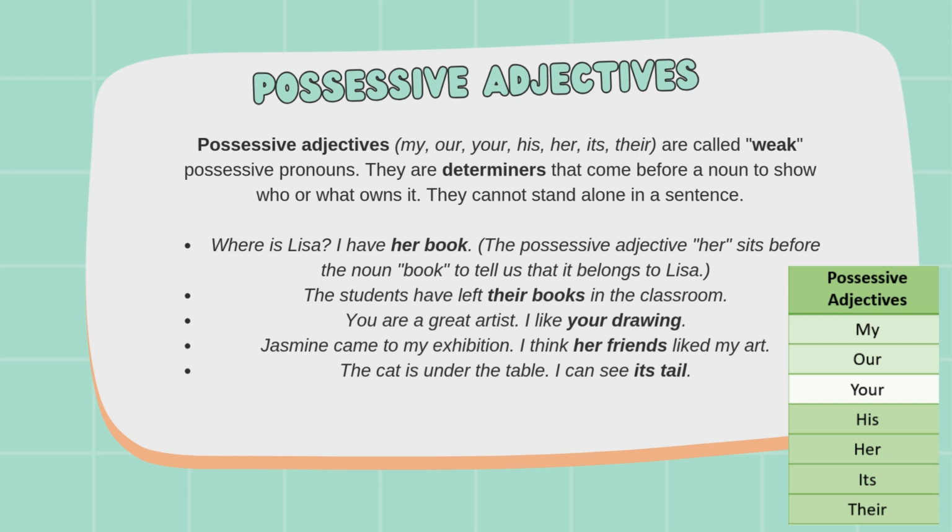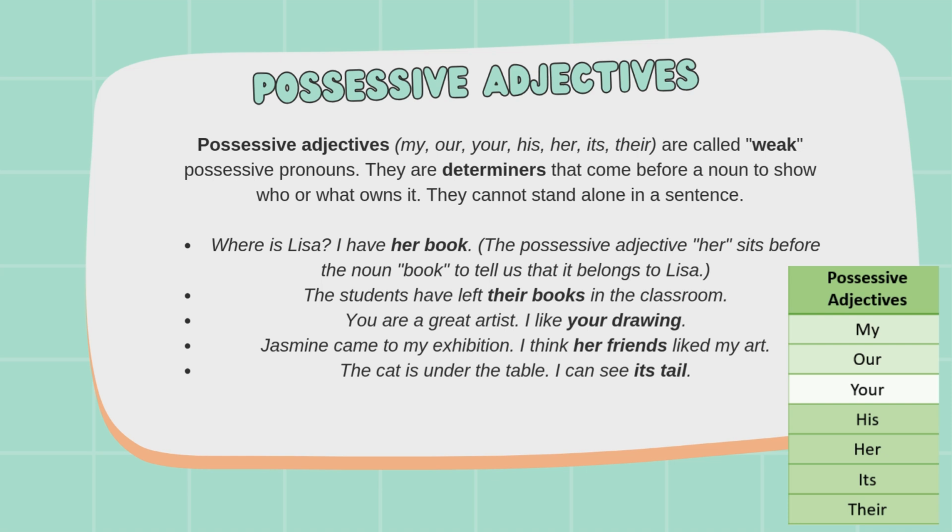Let's take an example. Where is Lisa? I have her book. The possessive adjective her sits before the noun book to tell us that it belongs to Lisa. We cannot say I have the book. Whose book is that? We don't know. So we say her book to show that the book belongs to Lisa.